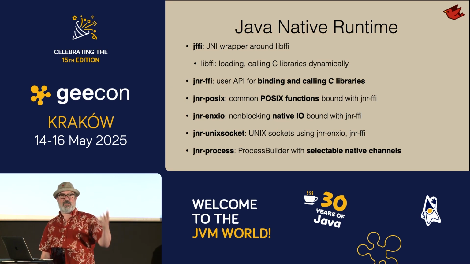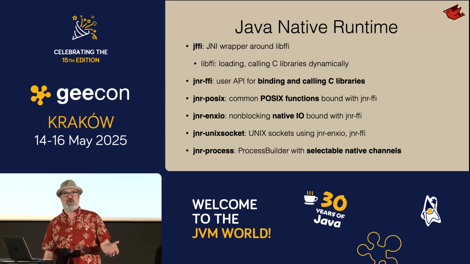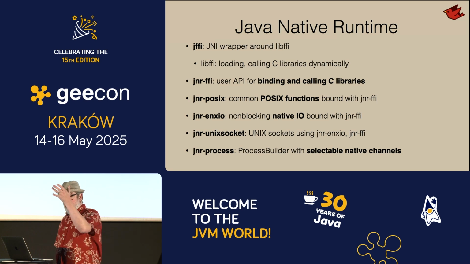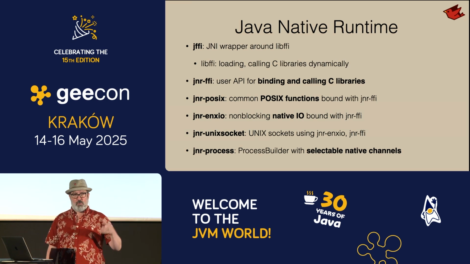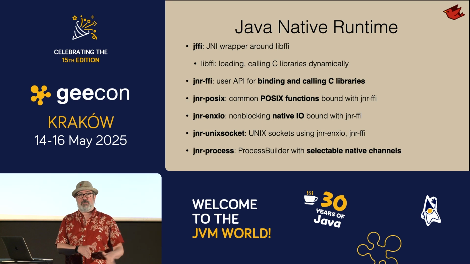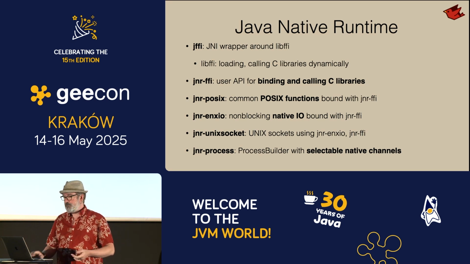And then we've built in a whole bunch of predefined libraries. We have a whole set of POSIX functions pre-bound for you using JNR. We have a native channel that uses native reads and writes and native select operations. We had a Unix socket library long before one came to the JVM. We have a process builder that lets you load up a process and select on those streams, so you can actually do an interactive subprocess on the JVM.